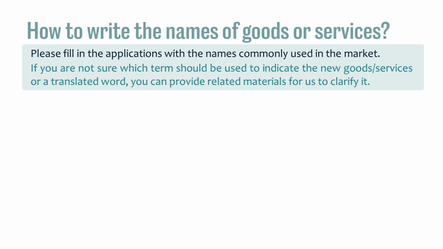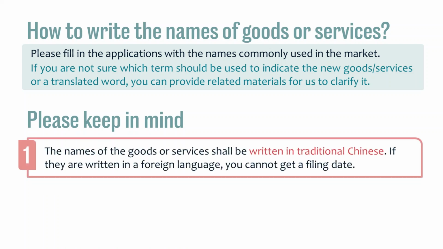If you are not sure which term should be used to indicate the new goods or services, or a translated word, you can provide related materials for us to clarify it. Here are some things to keep in mind when writing applications. 1. The names of the goods or services should be written in traditional Chinese. If they are written in a foreign language, you can't get a filing date.